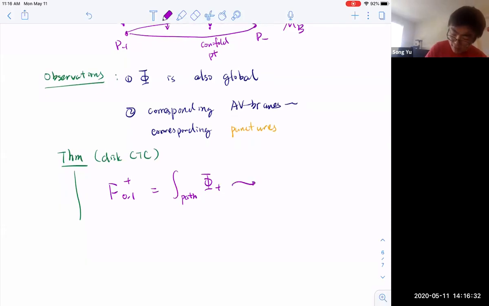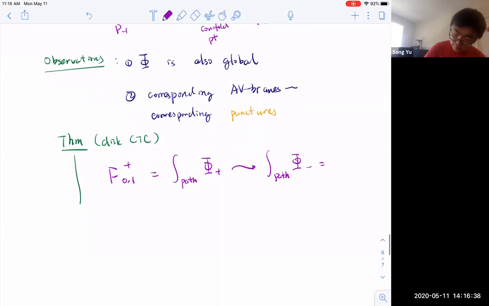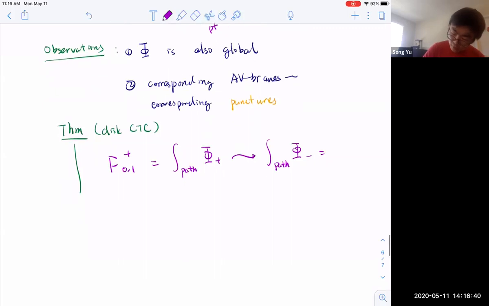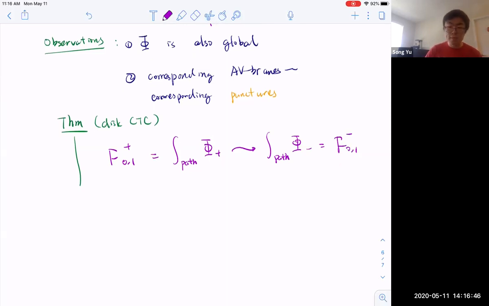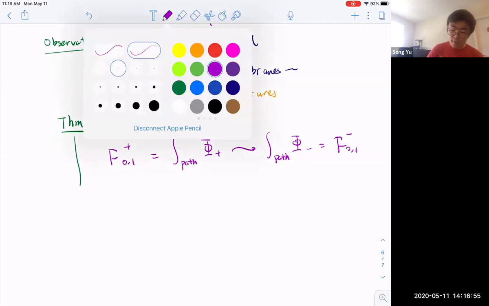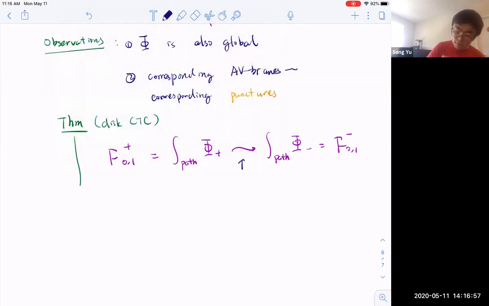But then you can analytically continue this integral to an integral on the minus side. And that, by the mirror theorem, is again equal to this potential on the minus side. So in this sense, we establish the equality between the disk potentials on the two sides. And in this process, you need a change of parameters and analytic continuation.